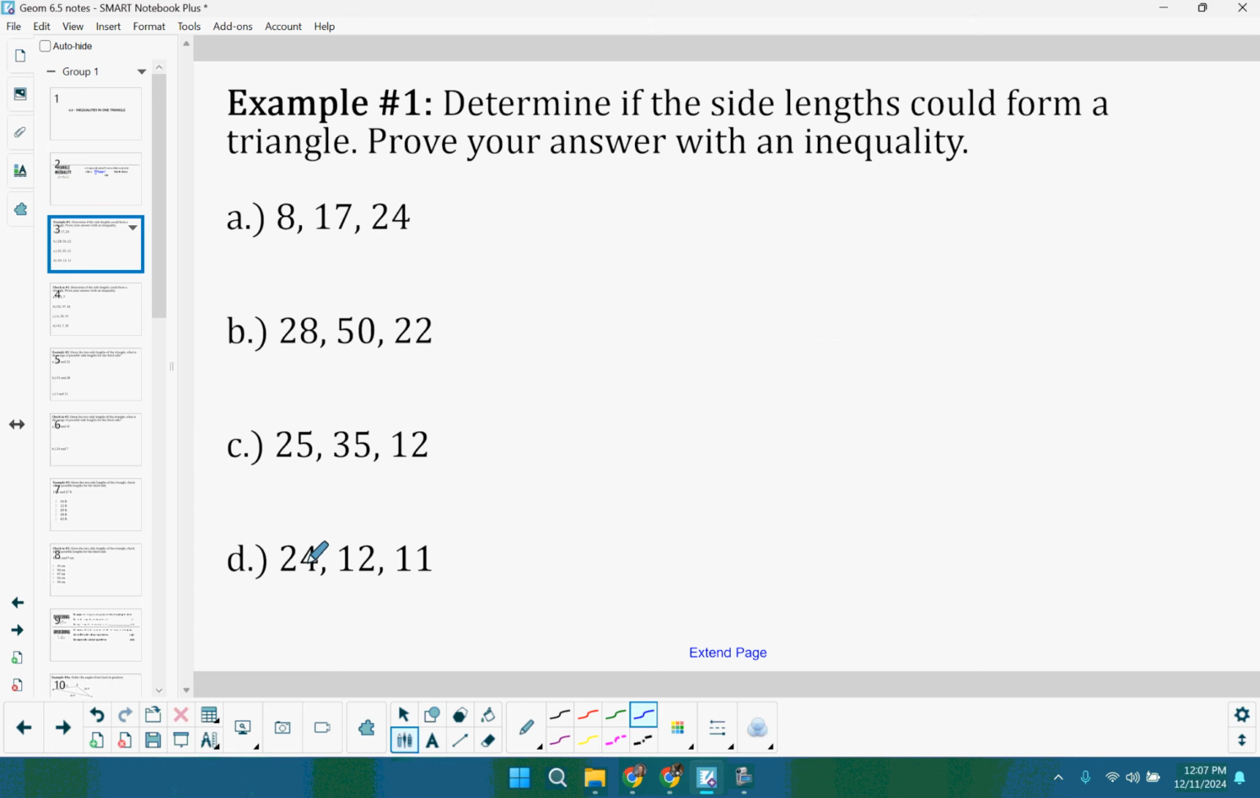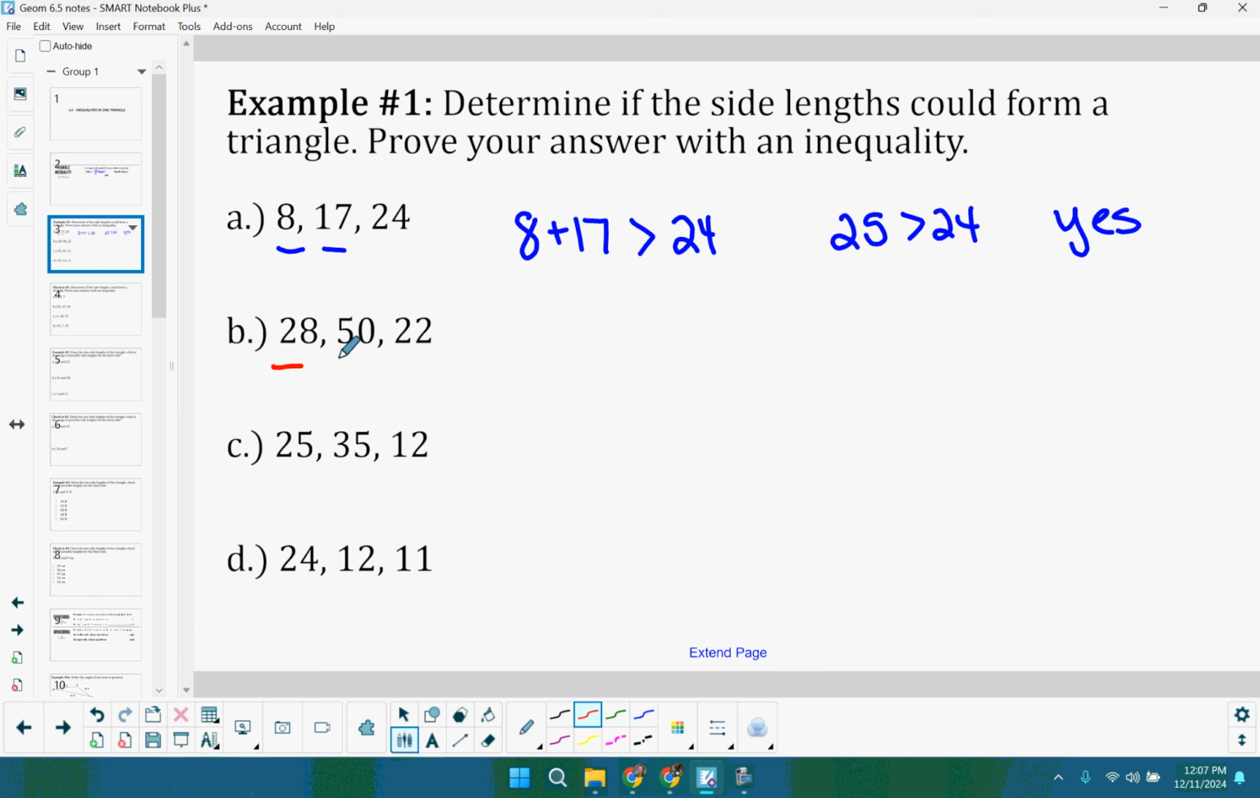So for example 1, determine if the sides could form a triangle, prove your answer with an inequality. So I'm going to identify the two smaller ones. I'm going to add them up, and I'm checking to see if it's greater than 24. So 8 plus 17 is 25. 25 is greater than 24, so our answer is yes.